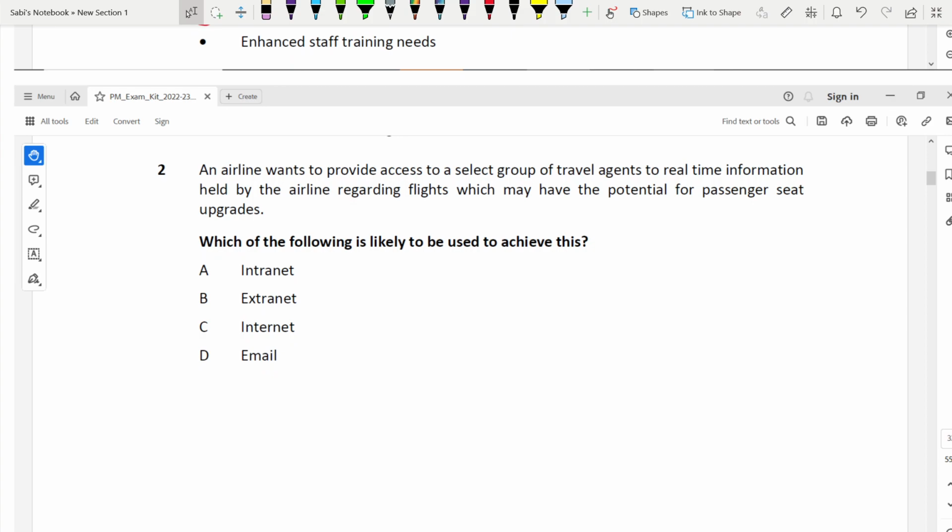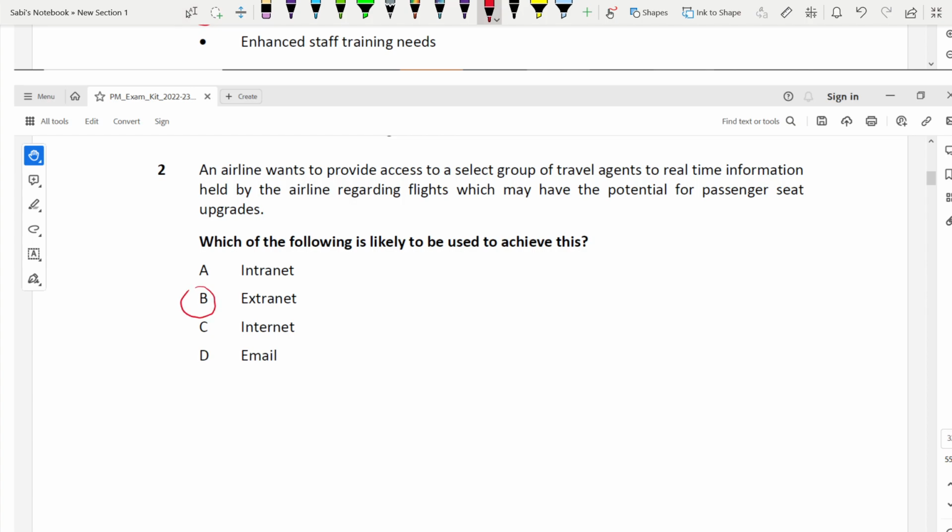an airline wants to provide access to a select group of travel agents to real-time information held by the airline regarding flights which have potential for passenger seat upgrades. Can you understand the question? The airline wants to give access to certain travel agents only, to get real-time information. That means they want to limit the information and also limit the users. So out of these four, which one is likely to achieve it? Intranet, extranet, internet, or email? The correct answer is extranet.